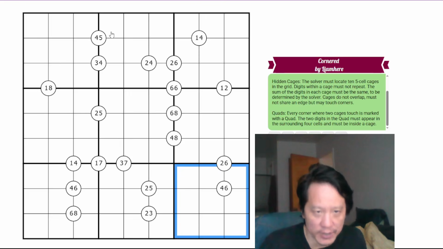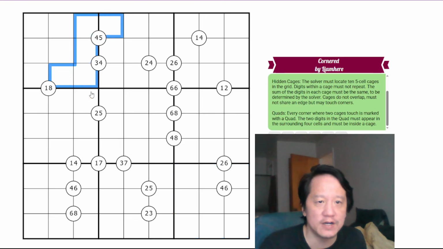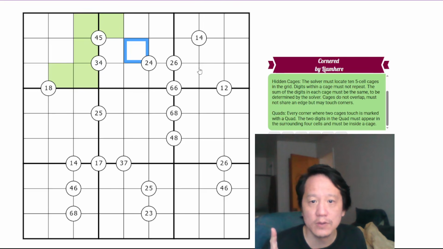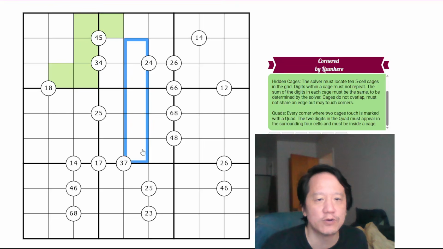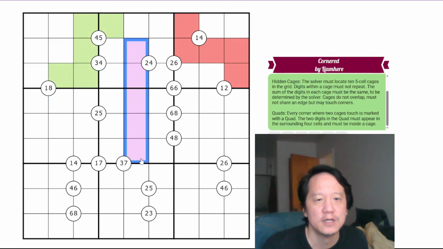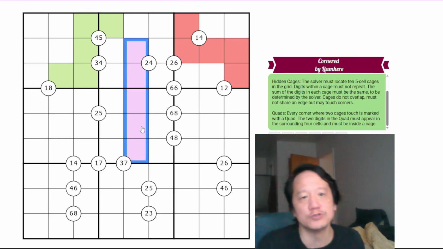So in this puzzle, there is going to be some 5-cell cages throughout the grid. They all must sum to the same sum. Digits can't repeat within the cage, and they cannot share an edge with each other. So we could not have something like, say, this. This is not allowed because this is one 5-cell cage here, and this would be sharing an edge with it. So you could do something along the lines of like this. This works because they may touch corners, right? These cages.